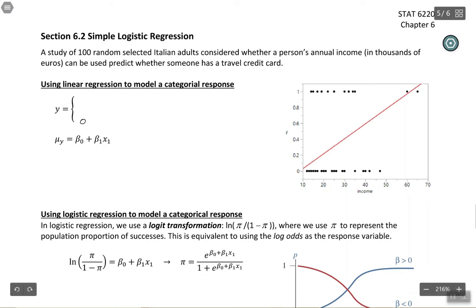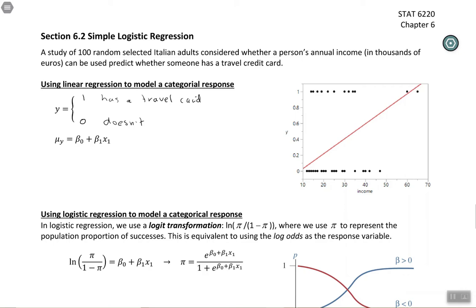So we could think about making this quantitative, right? Having y just be 0 or 1, an indicator. So 1 would be that the person has a travel credit card, and 0 would be that the person doesn't. When we look at our data, we can see it's just zeros and ones. It's just a categorical response here.